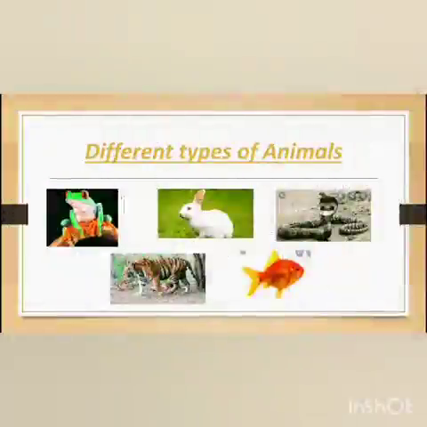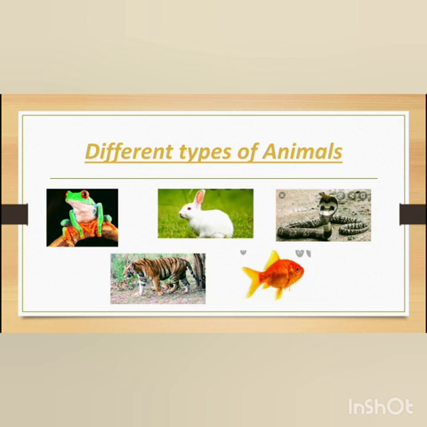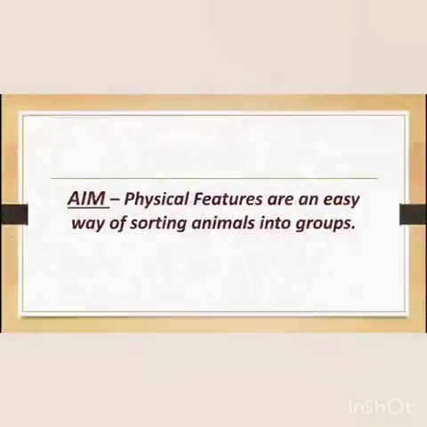Students, you can see different types of animals like frog, rabbit, snake, tiger, fish. Are they similar by their habitat and eating habit? We know that they are different types of animals and their habitat and eating habits are also different. Tell me, how do we identify animals belonging to other categories? So, today our aim is physical features are an easy way of sorting animals into groups.